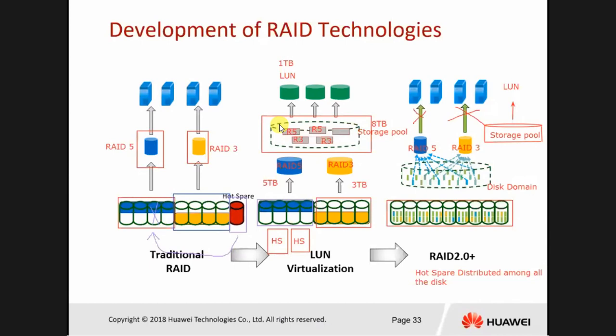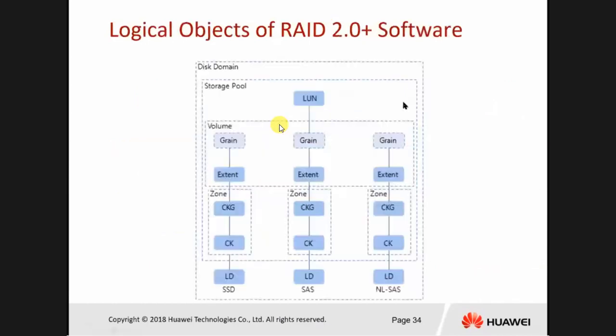Let me just clear the drawing. There are some terms you need to know when talking about RAID 2.0. You have the disk domain that we mentioned just now. That's where you select which hard disks to put into the domain to be virtualized, so I call it the disk domain. Then you have the storage pool. After you create the disk domain, which gives you the first layer of virtualization, you virtualize another layer on the storage pool. That's where you form your RAID and virtualize it. That is the second layer.